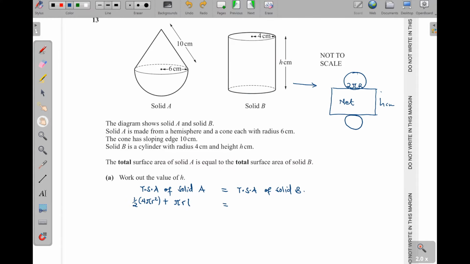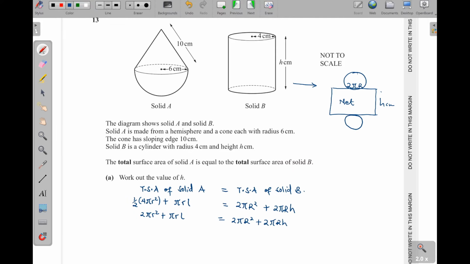So now we are going to write here the total surface area is going to be 2 pi r squared, because there are two circles. This is pi r squared plus the pi r squared, so it becomes 2 pi r squared. Then plus the curved surface area of the cylinder is the one that is this rectangle here, which is 2 pi r, then times the h. Okay, now here we have 2 pi r squared plus pi r l, then is equal to 2 pi r squared plus 2 pi r h.